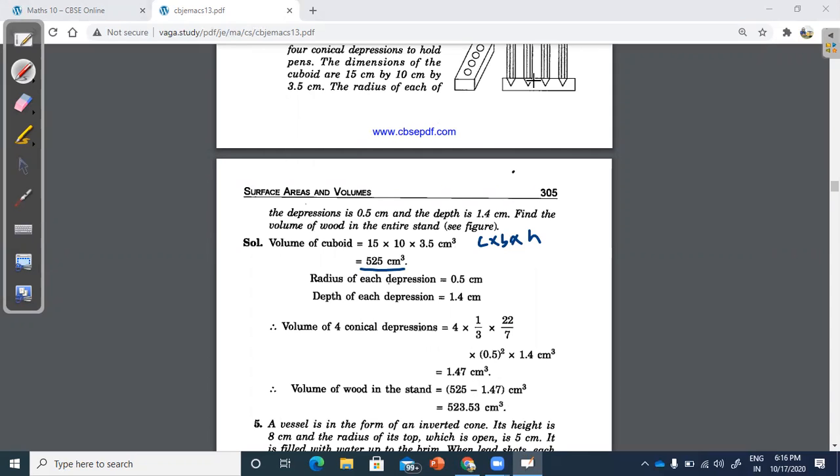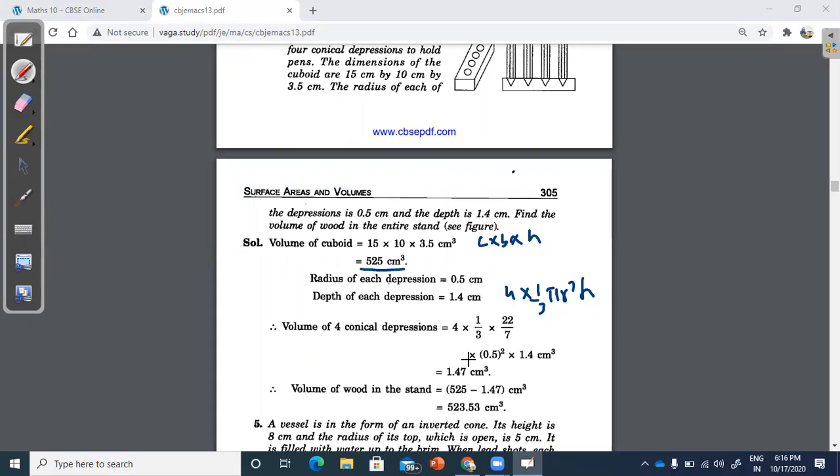You are subtracting the 4 cones. So 4 into 1 by 3 pi r square h. Because there are 4 cones, I am using 1 by 3 pi r square h. The radius is already given as 0.5, and the depth, which is actually equal to the height, is 1.4. So I'm calculating this 4 into 1 by 3 pi r square h.